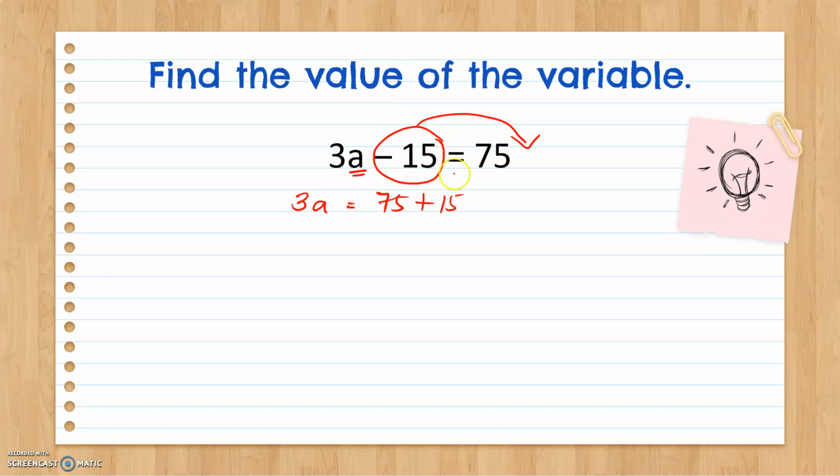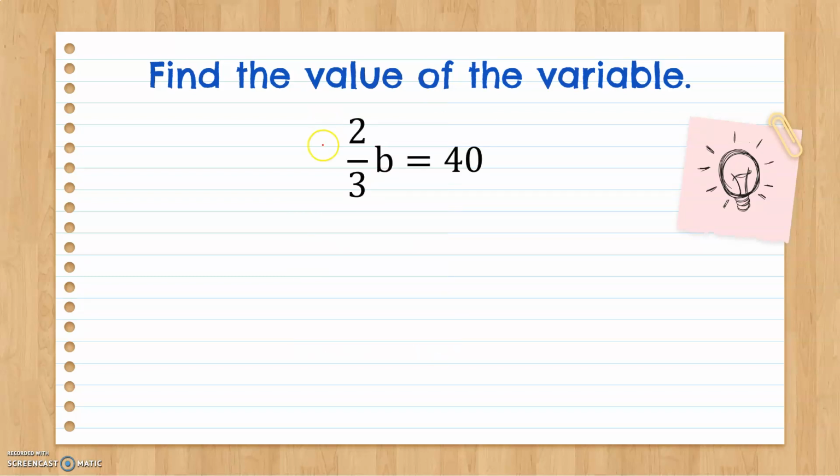Again, when you transpose a term from one side to another side of our equation, it changes its sign to its opposite. So negative 15 became positive 15 on the right side of the equation. Combining like terms, we'll have 3a is equal to 90. Since we are only looking for the value of a, we have to divide both sides by 3. Since 3 over 3 will give us 1, we'll have 1a on the left side of our equation. And 90 divided by 3 is equal to 30.